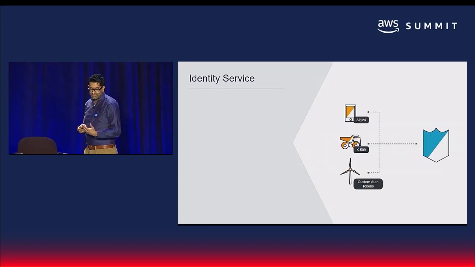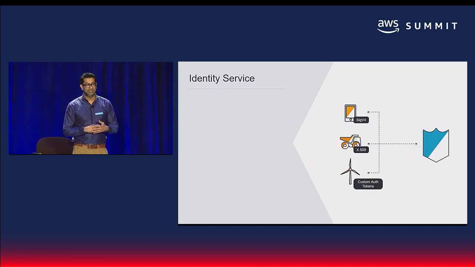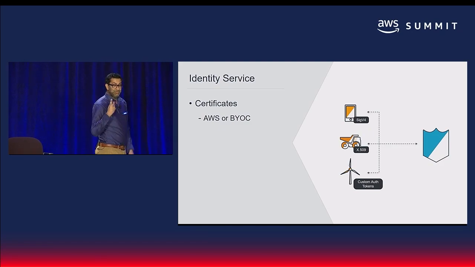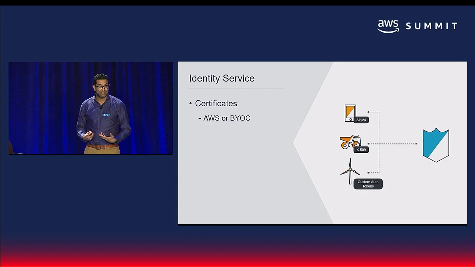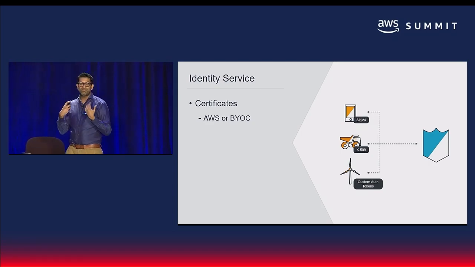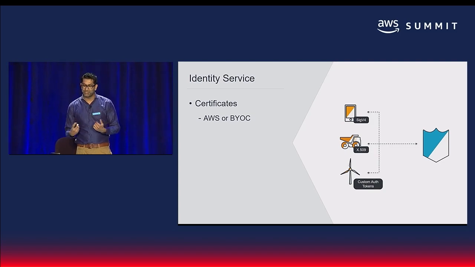Now, for the initial part, the identity service, this is where you want to get all those devices, no matter where they're sitting in the field, to actually connect. And you do that with various options. The first one listed here is certificates, specifically X509 certificates. Those are how you secure your devices when they connect to the cloud.